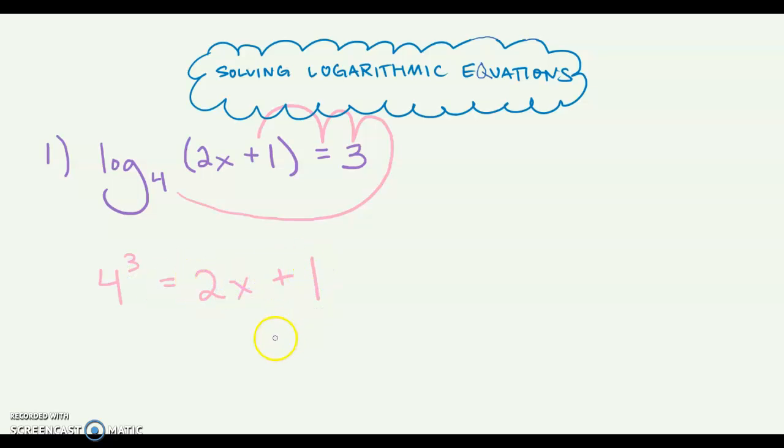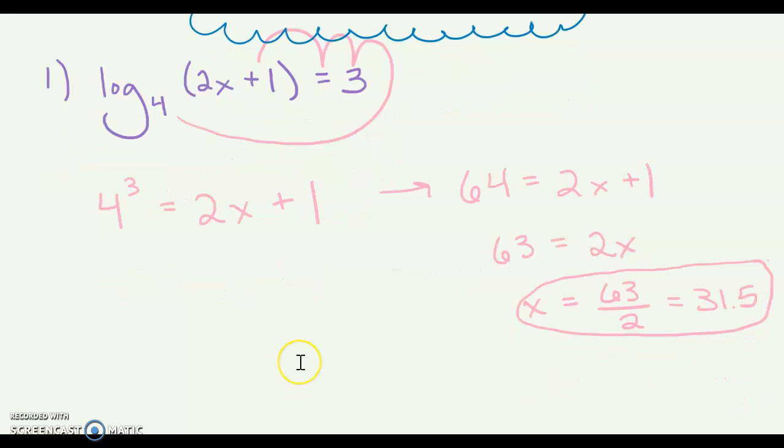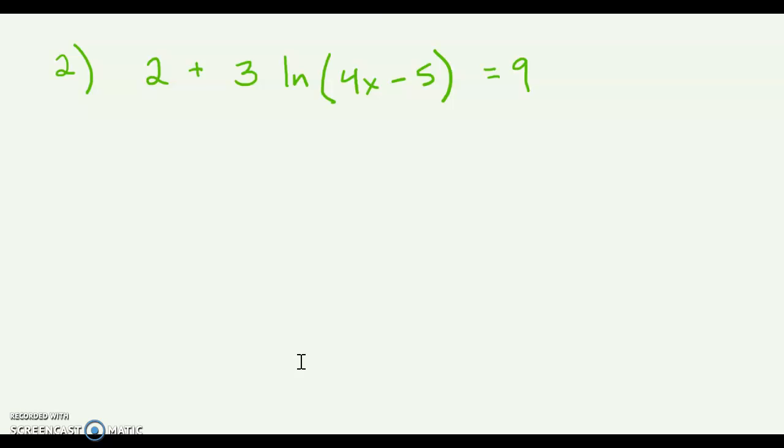We see that now our variable is no longer in our argument. It's set up in an equation that we can solve for. That's what I'm going to have you guys do right now. And you'll see in that really ugly looking bubble down there in the bottom right corner of the screen that I ended up getting an x value of 31.5. All right, let's move on to another problem.